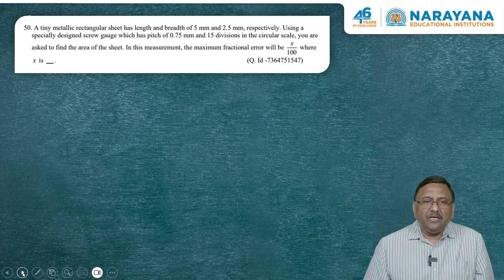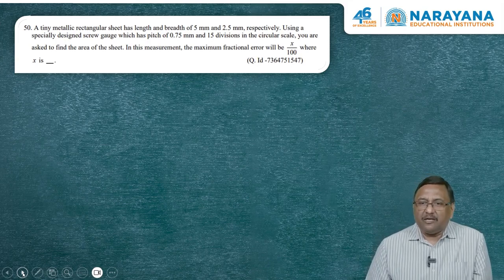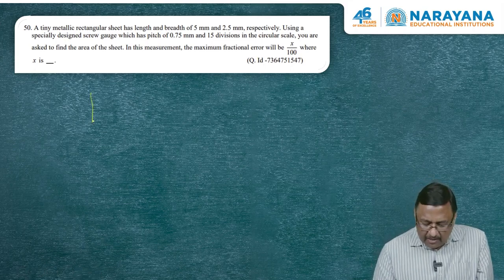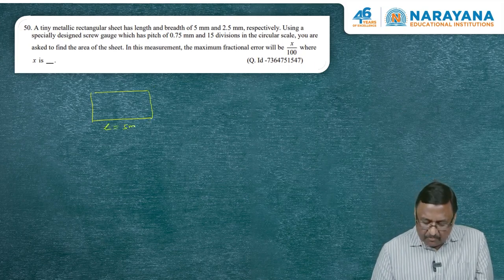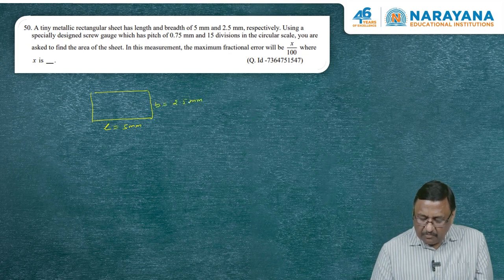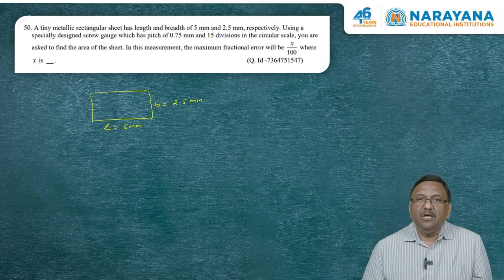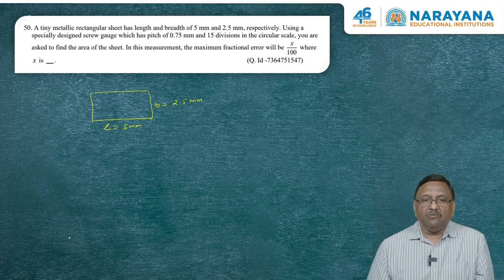A tiny metallic rectangular sheet has a length and width of 5 mm and 2.5 mm respectively. So he is saying the length and the width are given to you. So I am writing the length and the width of this sheet here. Length is given to be 5 mm and the width is given to be 2.5 mm. What else is he asking? Using a specially designed screw gauge which has a pitch of 0.75 millimeter and 15 divisions in the circular scale, you are asked to find the area of the sheet.